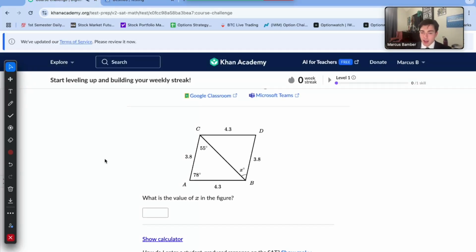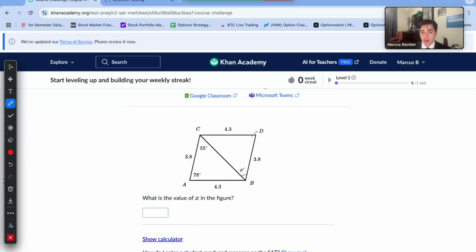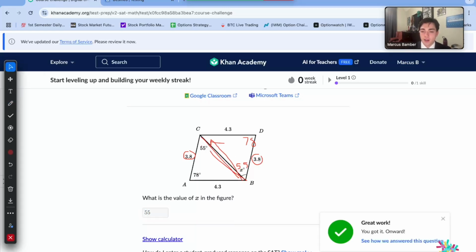Okay, what is the value of x in the figure? We just need to understand that 78 is the same as this angle right here, and then 55 is the same as this angle right here. As we can see, 55 shares both the 3.8 and the middle side. If there was an angle over here with the 4.3, it would correspond to the opposite angle over here. So our answer to this one is simply 55.